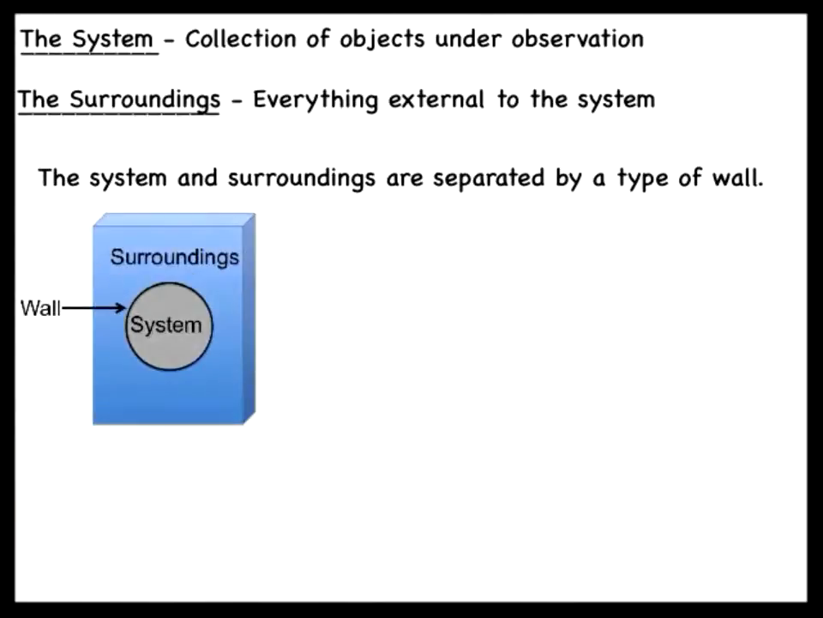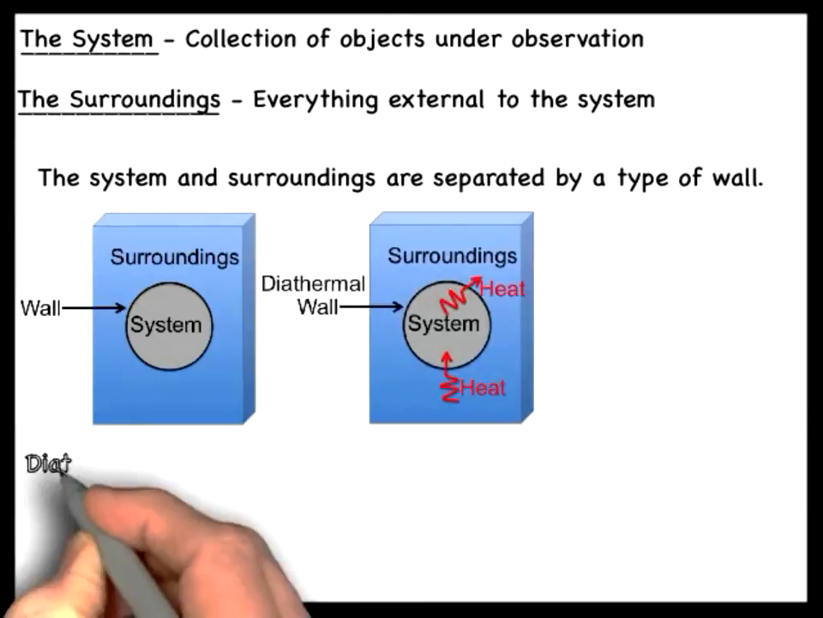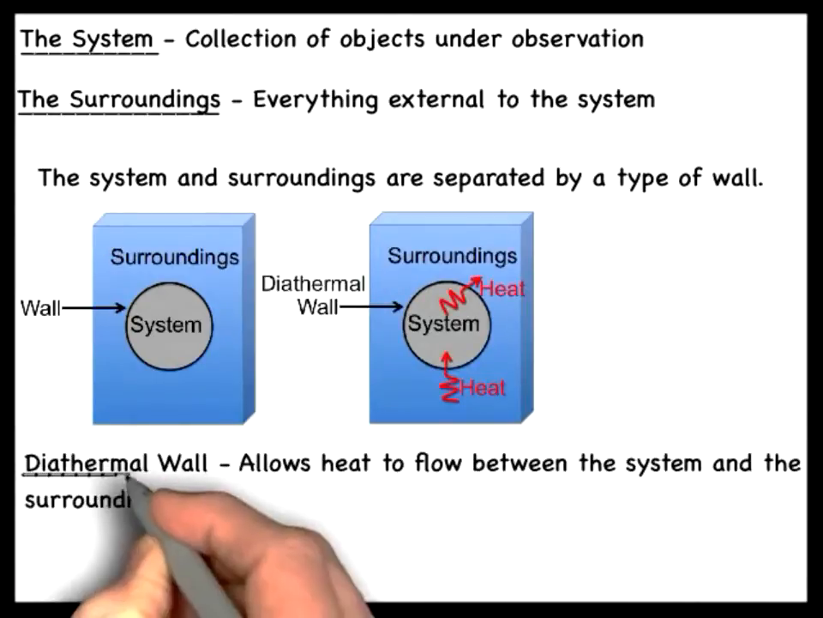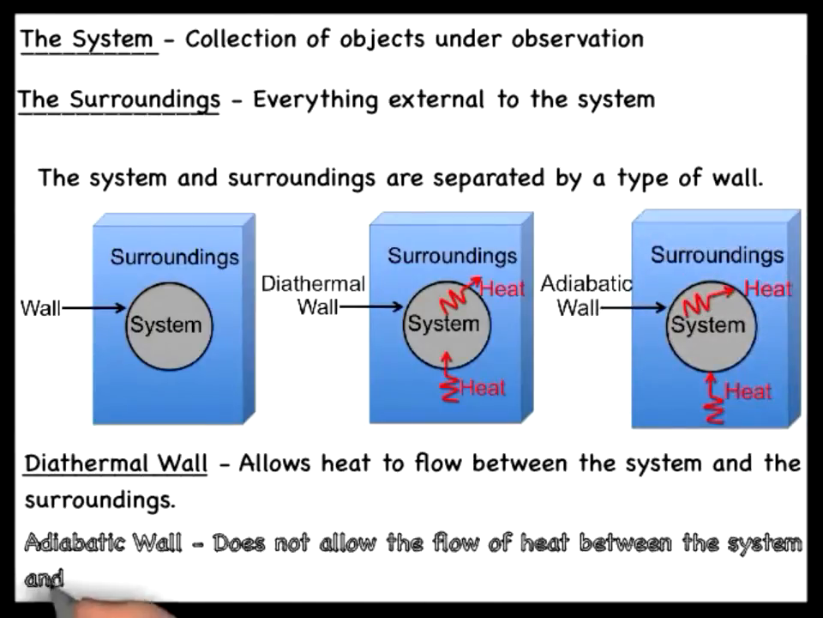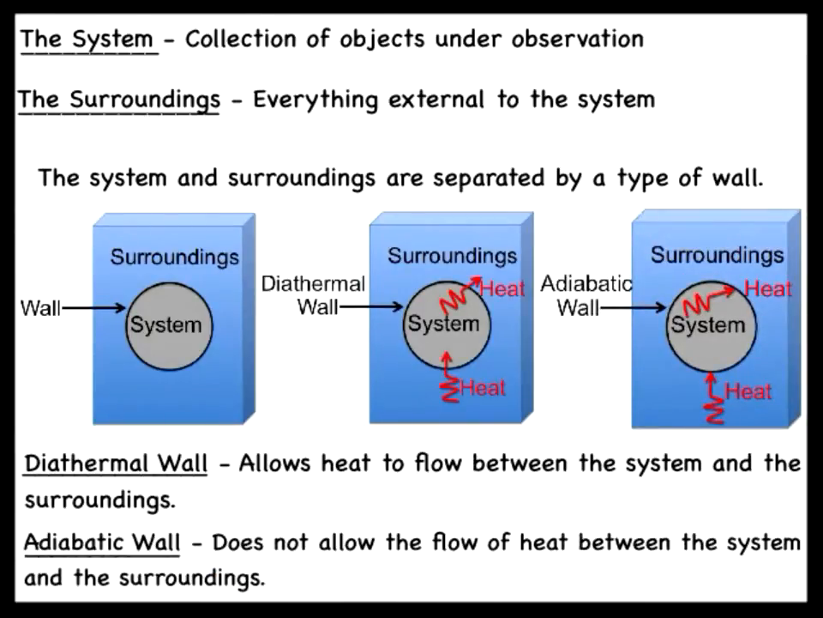Walls that permit heat to flow through them are called diathermal walls. Perfectly insulating walls that do not allow any flow of heat from the system to the surroundings are called adiabatic walls.